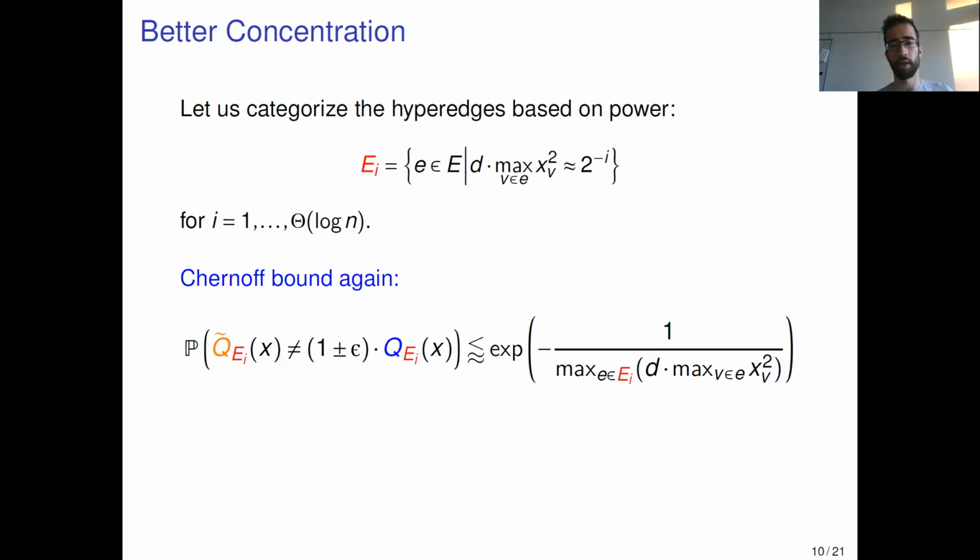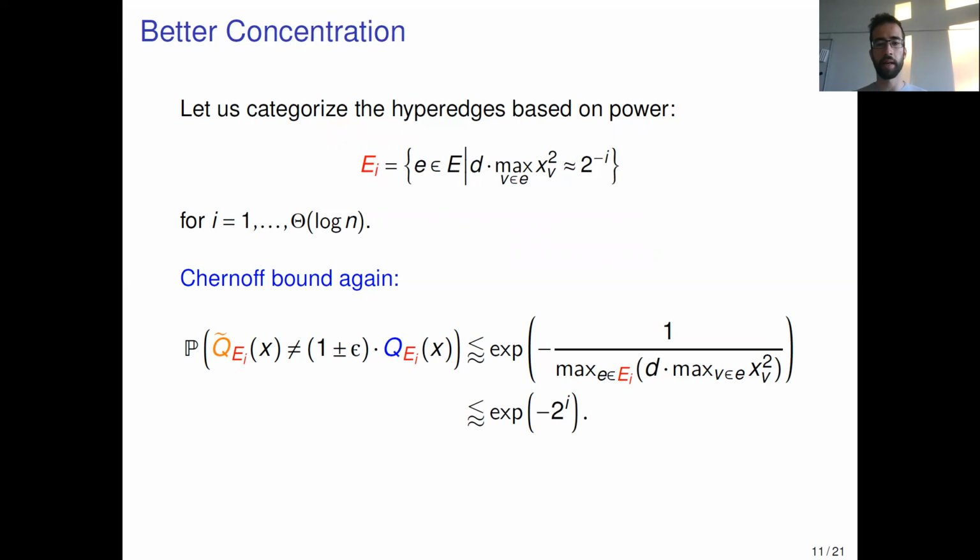And this will lead to the following Chernoff bound. This is exactly the same thing as before, except for the fact that we're not looking at the entire hypergraph, neither the sparsifier nor the original input hypergraph, but we're reducing both to the sub hypergraph that only uses hyperedges in the ith category. And indeed, we get the exact same formula on the right-hand side, again with the exception that instead of maximizing this over all hyperedges in E, we only maximize it over all hyperedges in E_i. And this is a crucial difference.